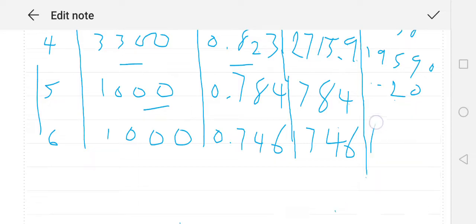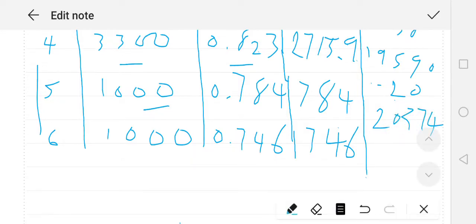And that is going to give us 20374.2. So we have 20374.2. So this is for year 5.